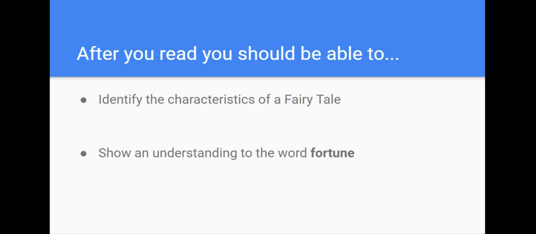Again, we're going to have 2 parts of this story. So we're going to read half the story today, and tomorrow we'll finish up the second half of the story. So listen and try to identify the different characteristics of this fairy tale as you listen to this story.